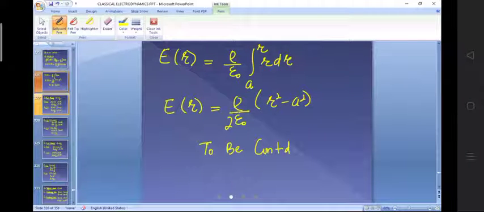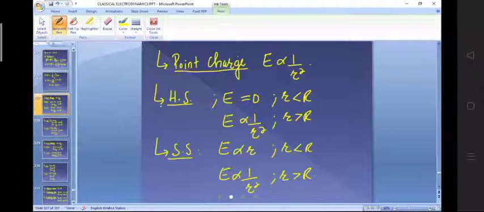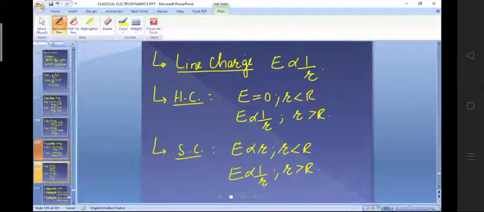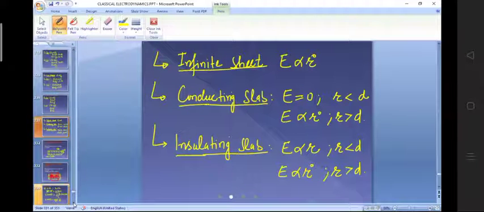Point charge, then solid sphere, then solid sphere non-uniform, again the line charge, and then the charged sheet. Okay, infinite sheet. Fine. Then we have done this example. So here we are. Now the infinite charged sheet.